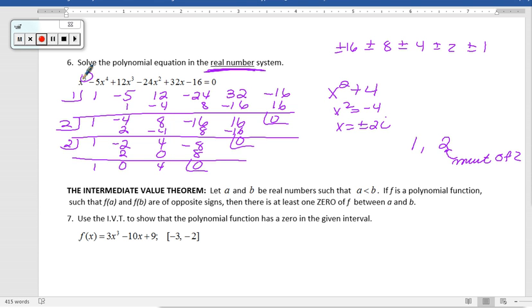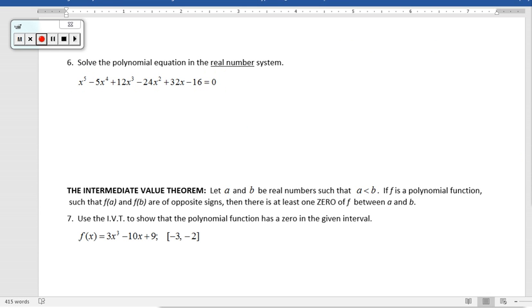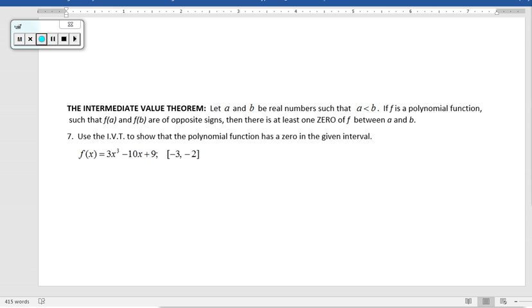The last theorem that we're going to talk about is the intermediate value theorem. It just kind of lets us know, is there a 0 between a certain interval? So what I'm going to do is evaluate f of negative 3. You can do synthetic division. I'm just choosing to plug it in this time. Minus 10 times negative 3 plus 9. That gave me a total of negative 42.